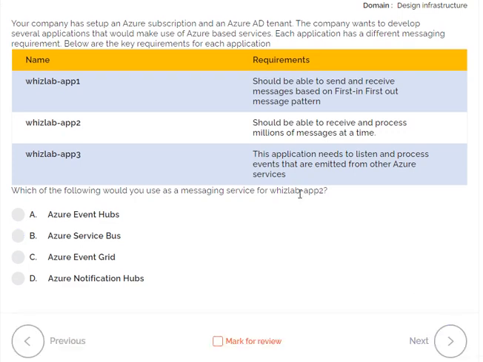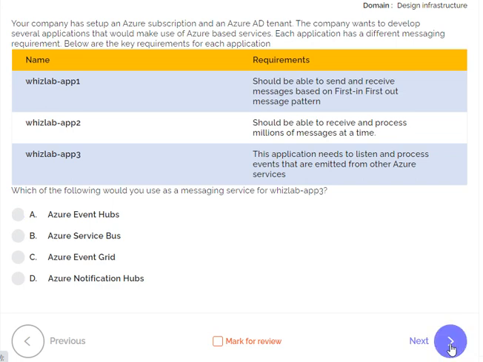The next question is talking about app 2. App 2 should be able to receive and process millions of messages. Here we are talking about millions of messages. Which one supports that? The keyword is millions of messages, so it is supported by Azure Event Hub. Let's move to the next question.